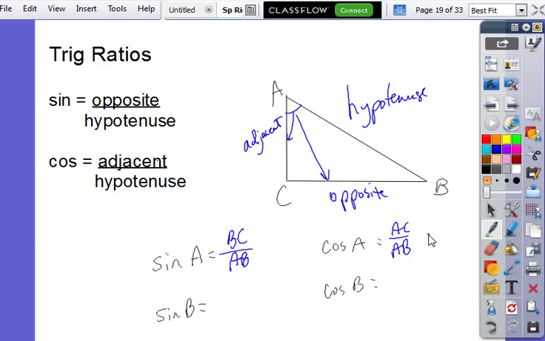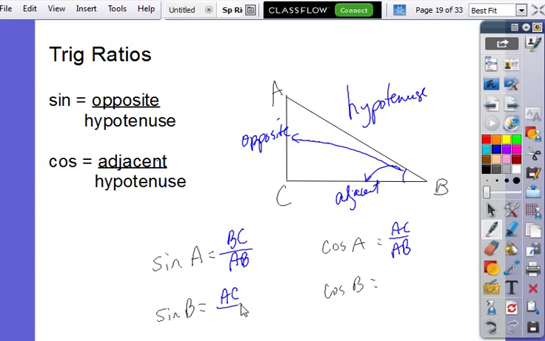Alright? However, if I go to angle B, well now which side is opposite from angle B? AC. There's my opposite, and then there's my adjacent. It's just going to switch. It's AC for opposite. So sine of B would be AC over hypotenuse AB. And then cosine of B would be the adjacent over the hypotenuse.